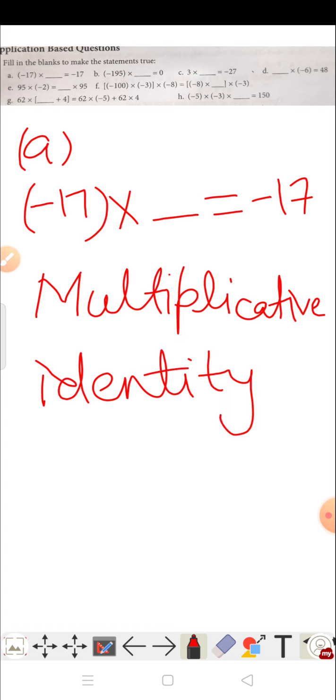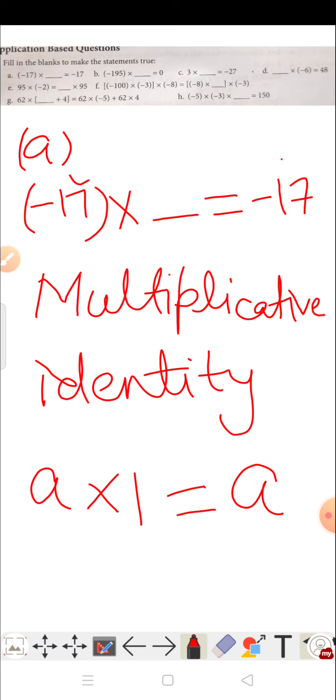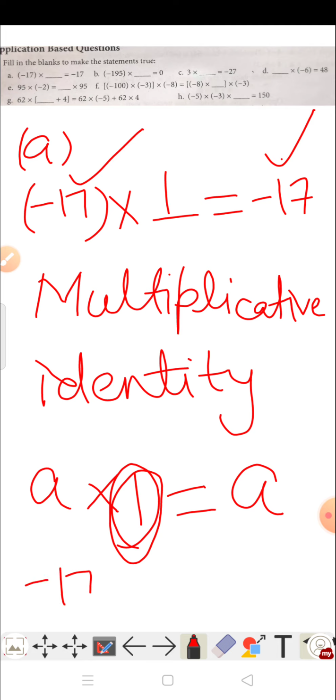Clear? In this property beta, if we have an integer a multiplied by 1, then the resultant is again a. So look at here. Here we have the integer minus 17 and the resultant is also minus 17. So we have to put 1 in the blank. So this is the answer of A part, because when we multiply minus 17 by 1, we will get minus 17.